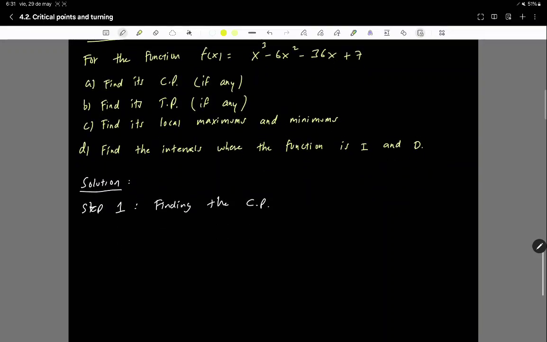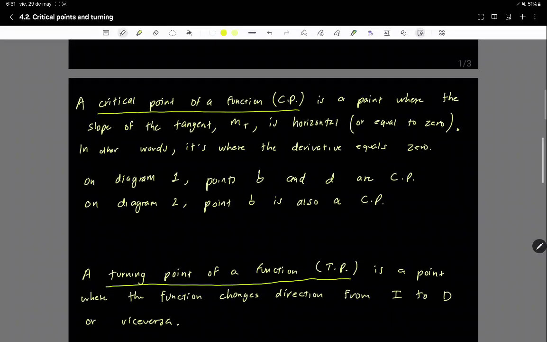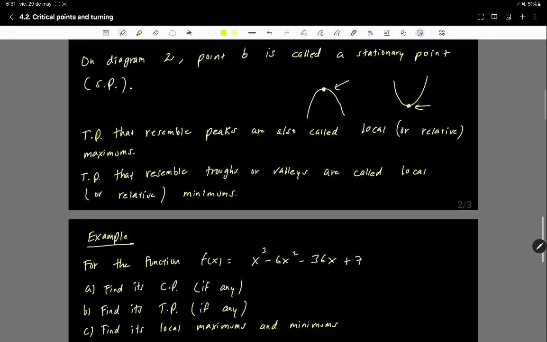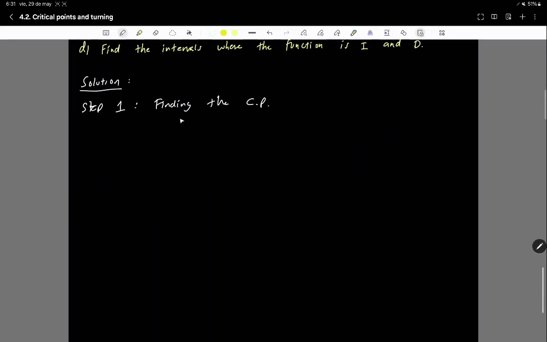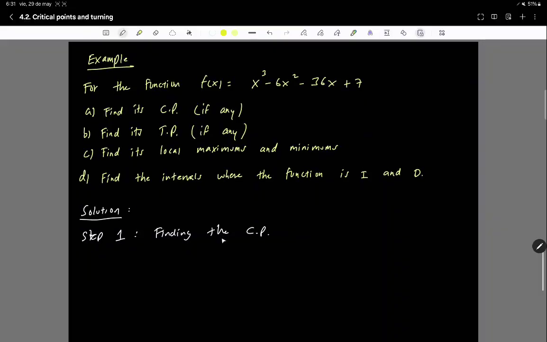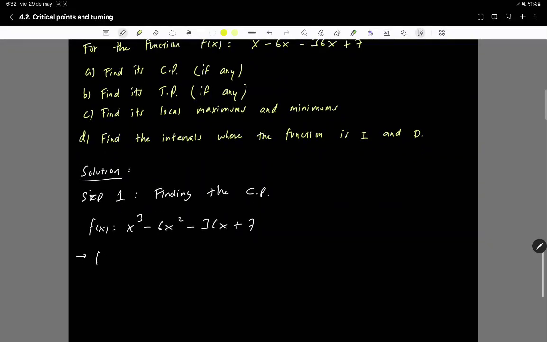How do we do it? If you read the definition that I gave you here, pause the video, read it again. You should remember that a critical point is where the derivative of the function becomes zero. So basically what I need to do is step one, find the critical points. I'm gonna write my function, and then I'm gonna find the derivative of the function. So this is very simple. F prime of x is gonna be 3x squared minus 12x minus 36, right?